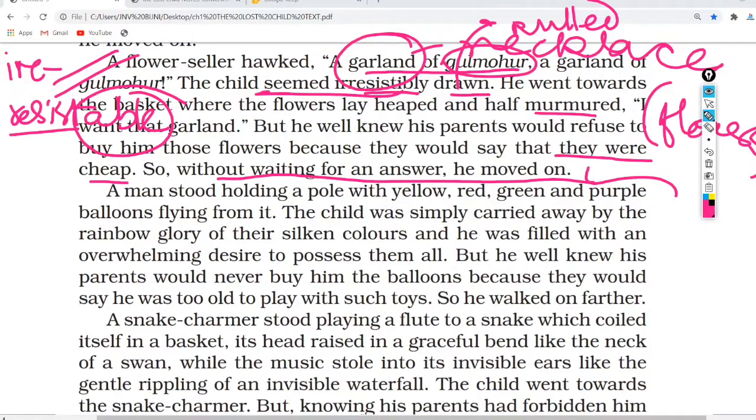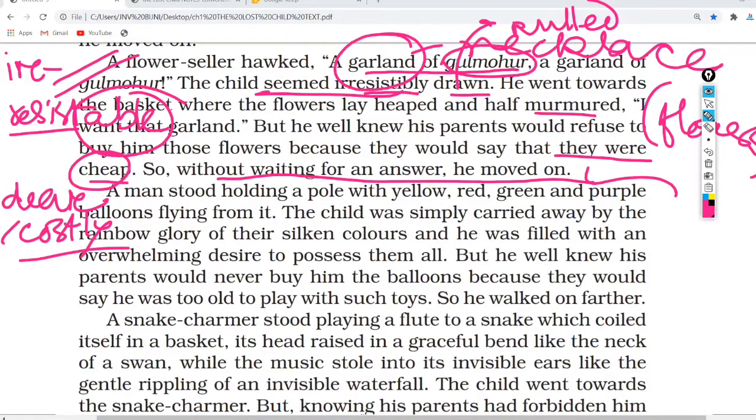But he knew the answer of the parent, the excuse of the parent. So what will be the excuse? That these things are very cheap. What does cheap mean? Cheap means inexpensive. The opposite will be dear or costly. The parents will say this thing is very cheap, therefore we should not take it. So that was the kind of excuse that the parent will give, and that was known to the child, and therefore without waiting for any answer, he simply moved on.